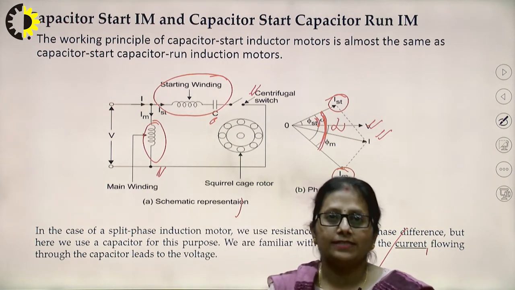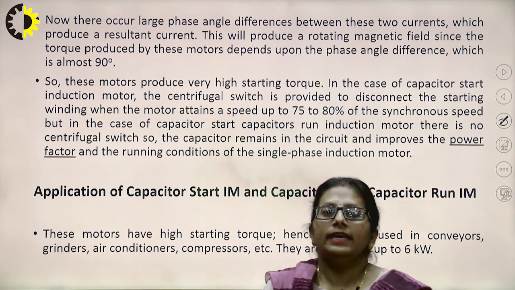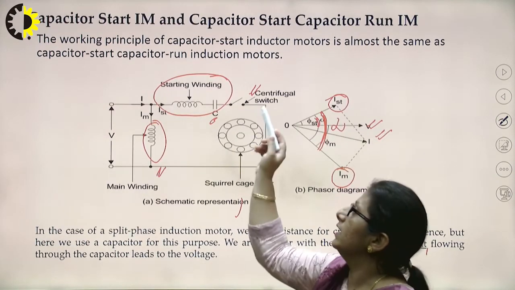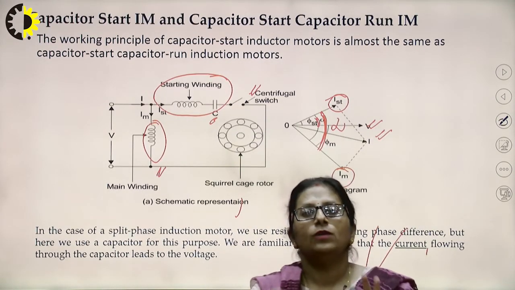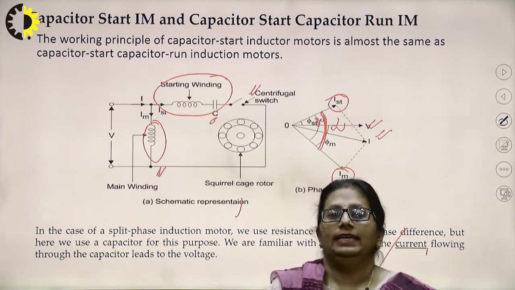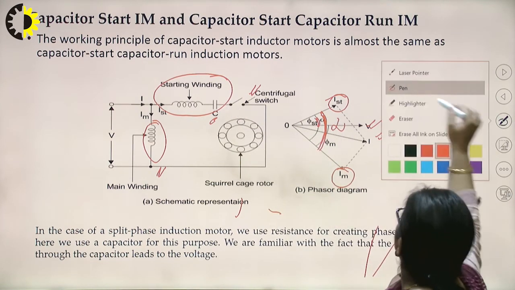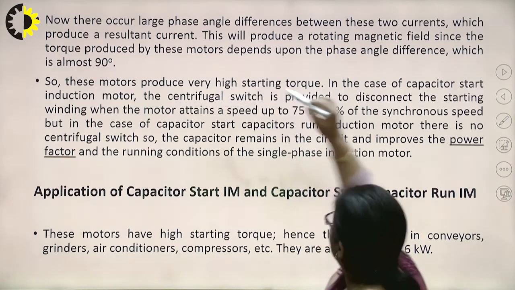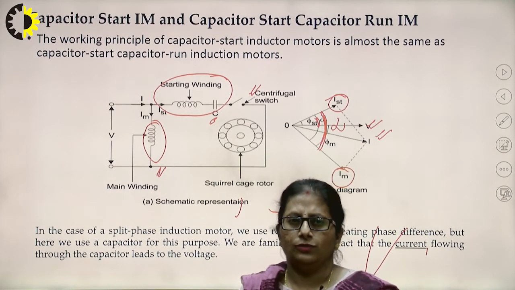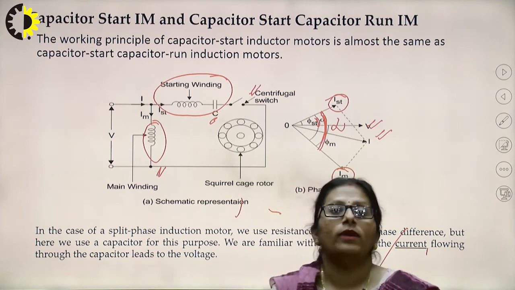In case of capacitor start, capacitor run, there will not be any centrifugal switch being connected to it, right? The capacitor would be permanently connected. In that case, if I say the capacitor is permanently connected, what is going to happen with that? This will serve two purposes. I don't require any centrifugal switch, right? Because the capacitor is providing me one more additional feature.